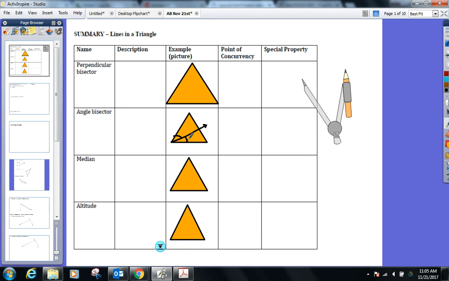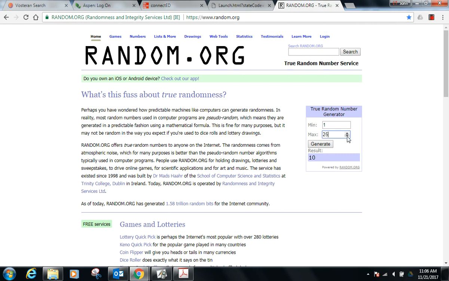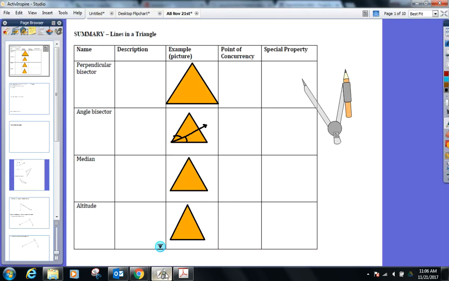If I drew in the other two, they intersect at a point called the... Where do they intersect at? A point called the in-center.